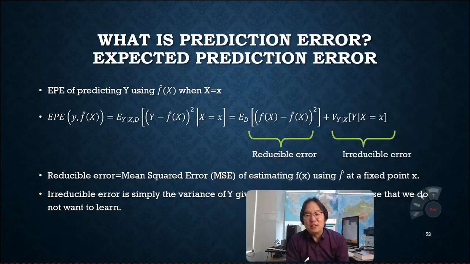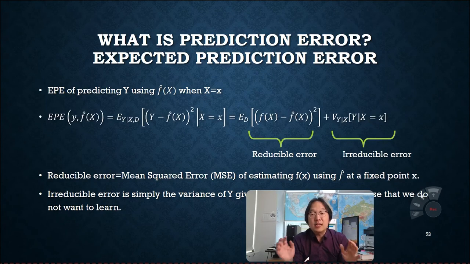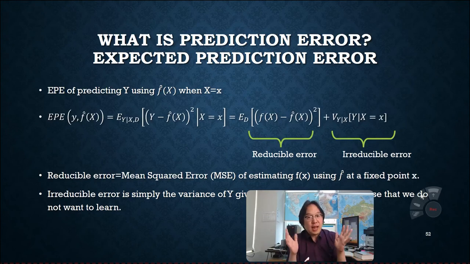All right, so what is prediction error? Expected prediction error is the thing that we want to talk about here. EPE of y. Why? Because y is the shooting result, the prediction result, and f hat is our prediction. The square of this distance or difference is what we want to understand and analyze.